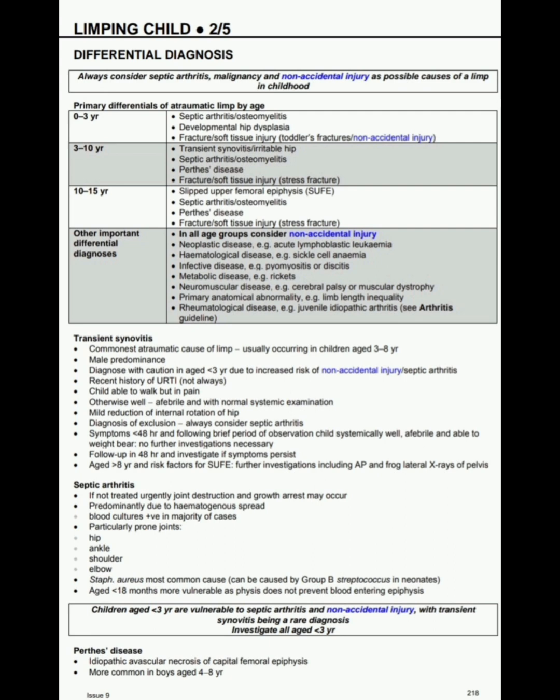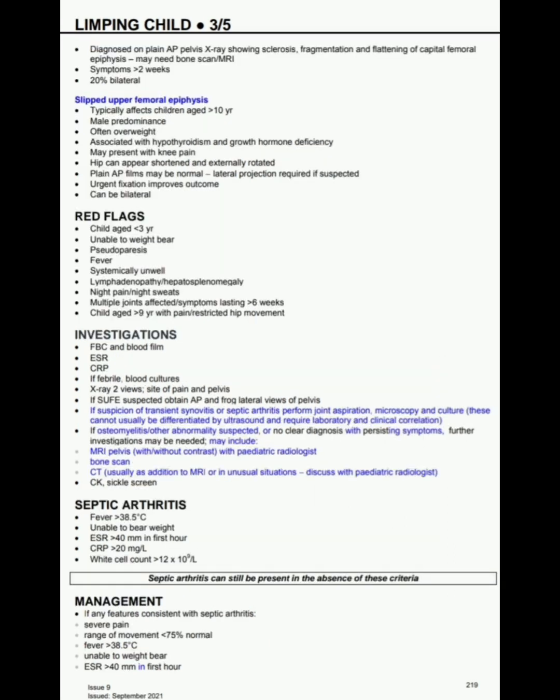Perthes disease. The Perthes disease criteria are idiopathic avascular necrosis of the capital femoral epiphysis, more common in boys aged 4 to 8 years. Perthes disease is diagnosed on plain anteroposterior pelvic X-ray showing sclerosis, fragmentation and flattening of the capital femoral epiphysis. May need bone scan or MRI. Symptoms more than 2 weeks and 20% is bilateral.